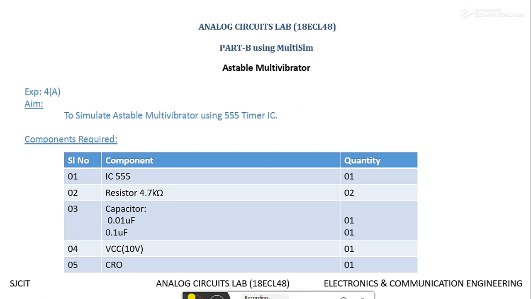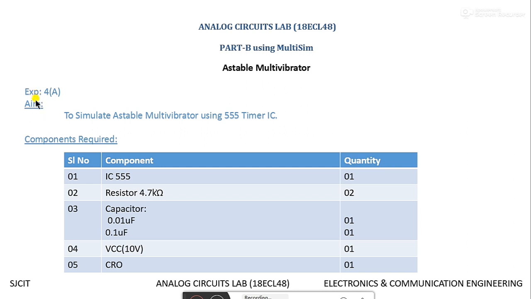I welcome you all to Part B simulation experiments of Analog Circuits Lab 18 ECL 48. Today we are going to learn about Astable Multivibrator. An Astable Multivibrator is an oscillator circuit that continuously produces a rectangular wave without the help of external triggering. So, Astable Multivibrator is also known as free running multivibrator.